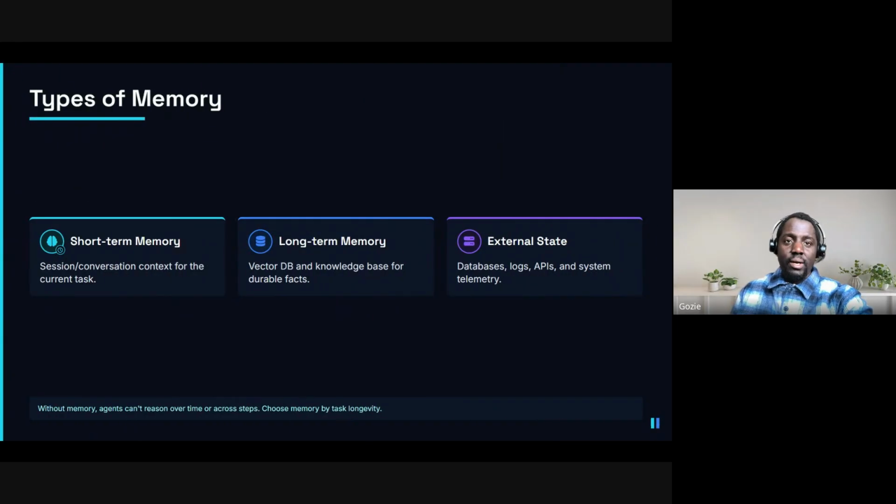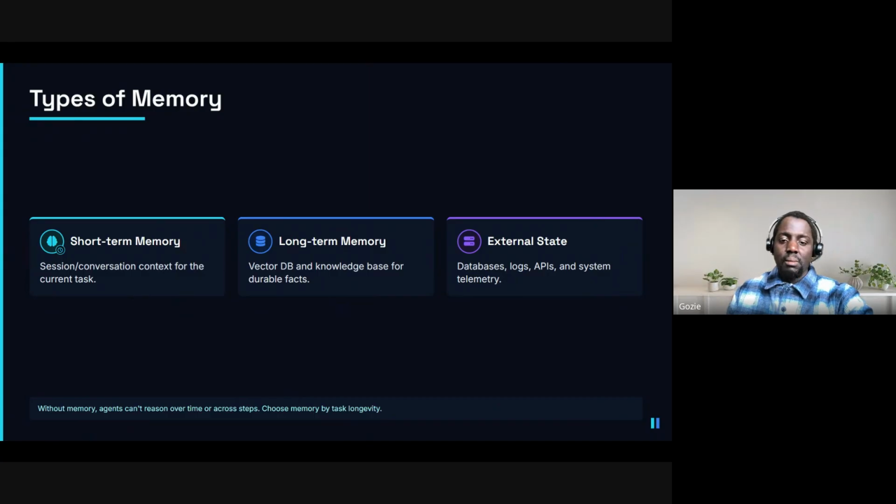Now we'll look at the types of memory. Just like I mentioned earlier, there's short-term memory, long-term memory, and external state. Agents need memory to function effectively. There are three types of memory. Short-term memory keeps the current task context. Long-term memory is used for stored knowledge, often in vector databases.